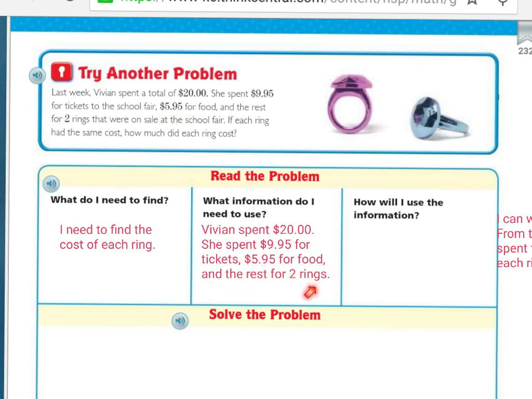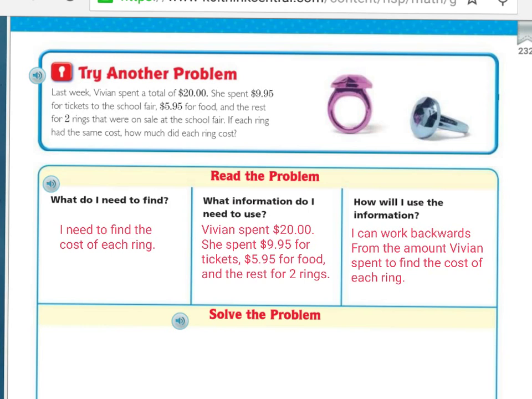And then the rest was for the 2 rings. So I need to find out how much those rings cost. So what information am I going to use? Well, I can work backwards, right? From the amount that Vivian spent to find the cost of each ring.